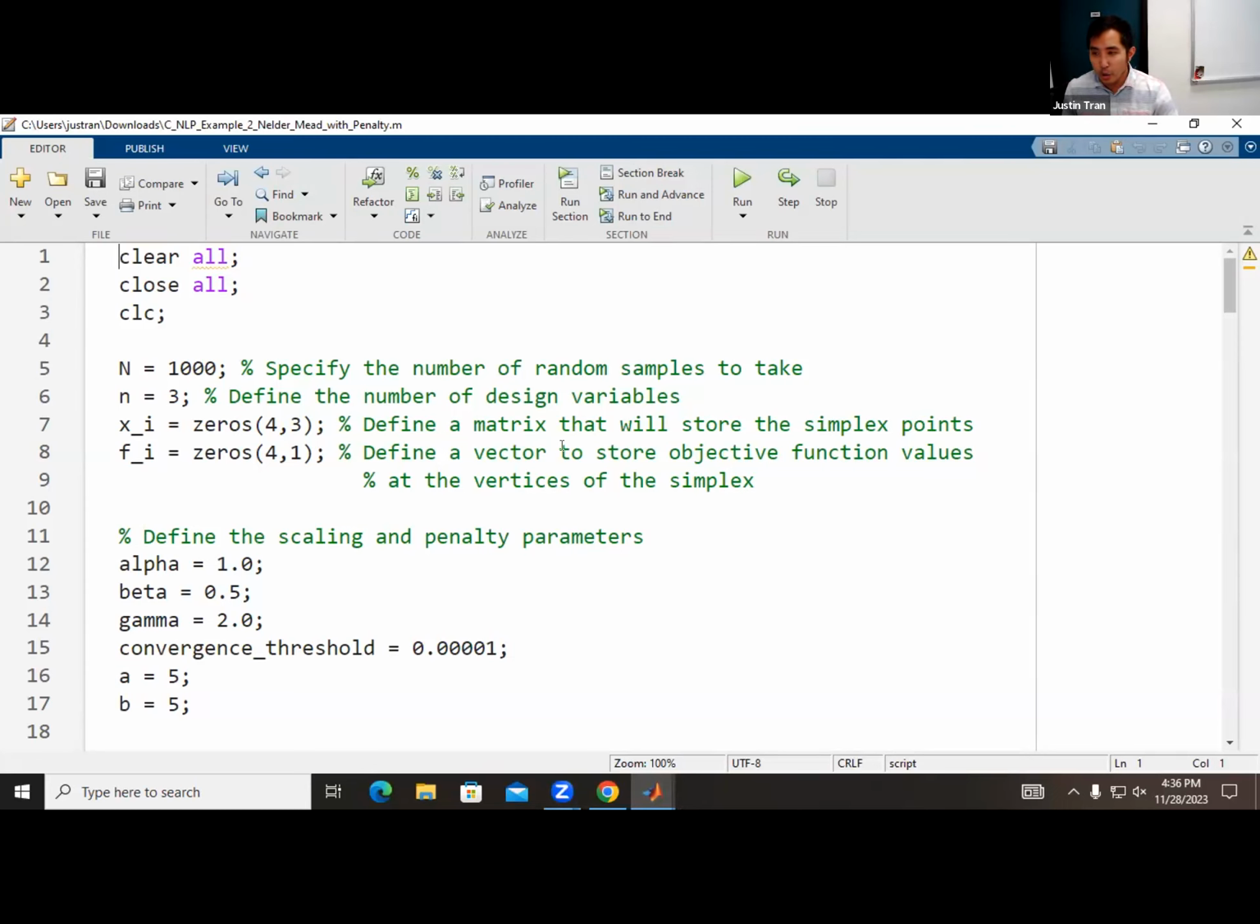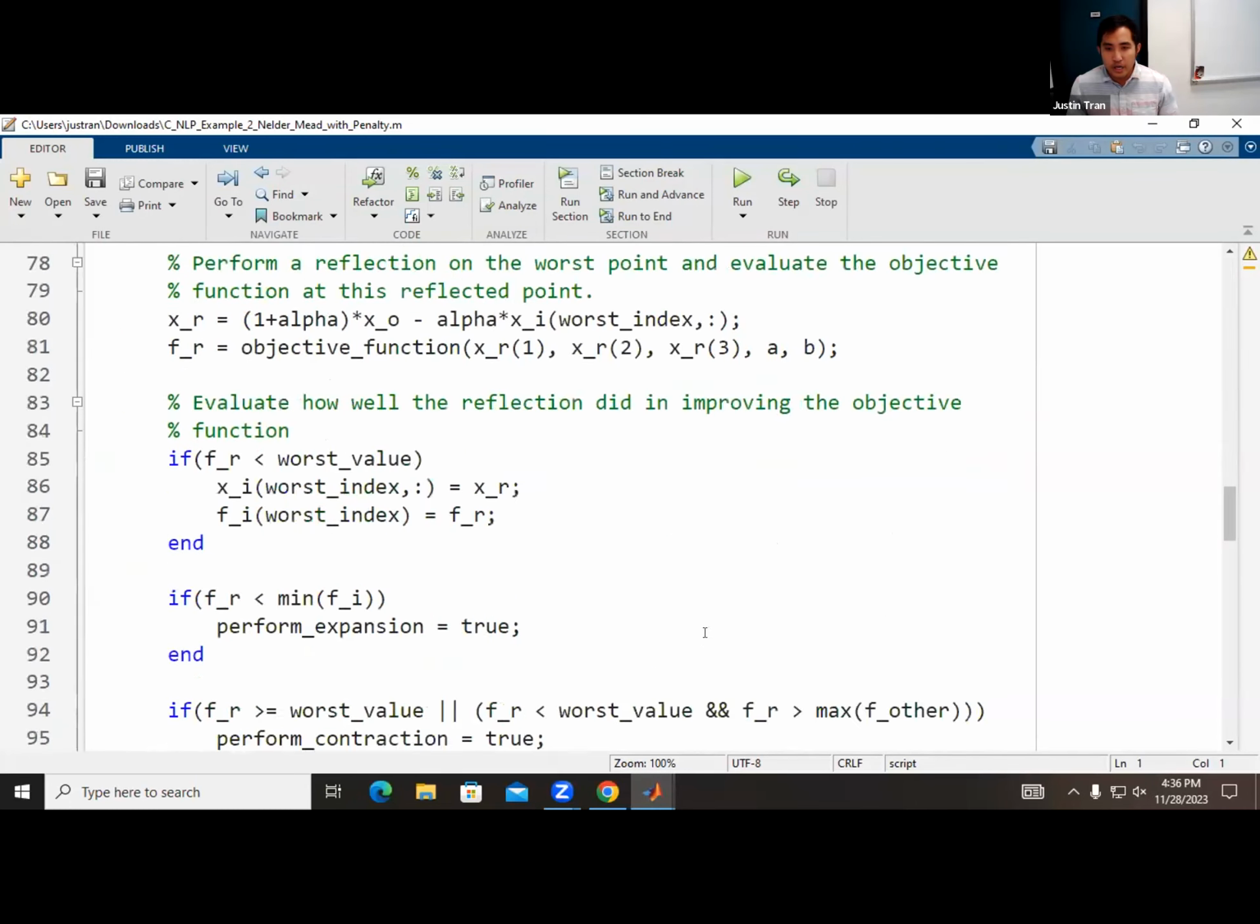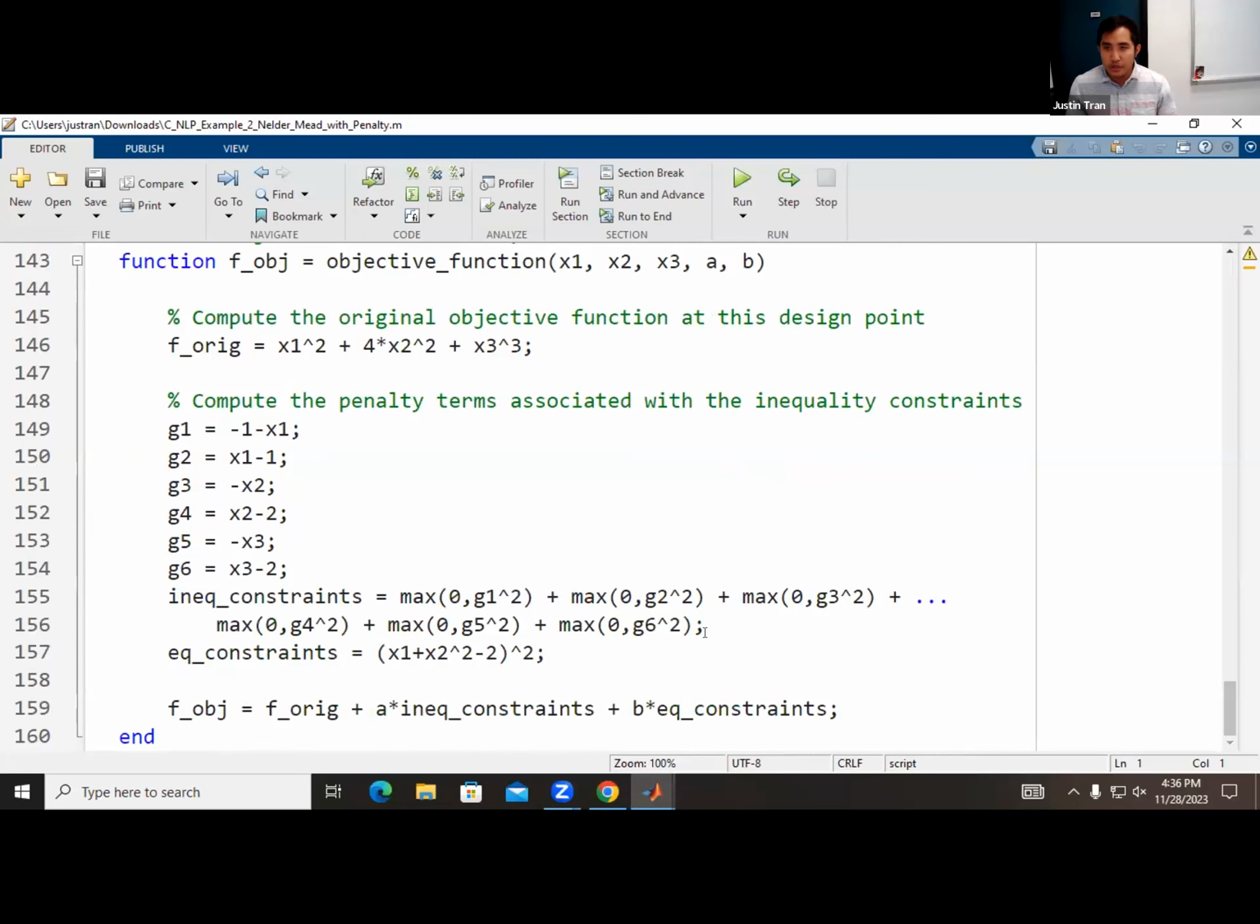So I'm not going to go over all of the Nelder-Mead stuff. We've gone over that plenty of times before Thanksgiving. I'm only here going to highlight changes for you. Okay, so the biggest change, of course, is going to be the incorporation of the constraints.